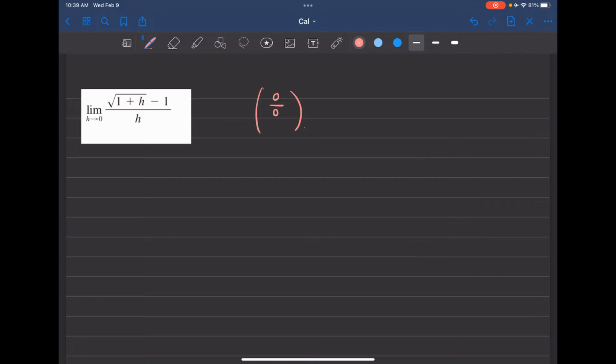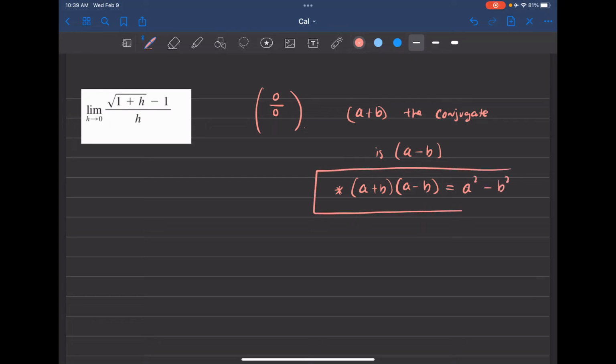So if you recall that if you have a term, let's say a plus b, then the conjugate of this expression is going to be a minus b, so that when you do a plus b times a minus b, you get a squared minus b squared. So that's the idea we want to use here. So I want to multiply this limit, top and bottom, by its conjugate.